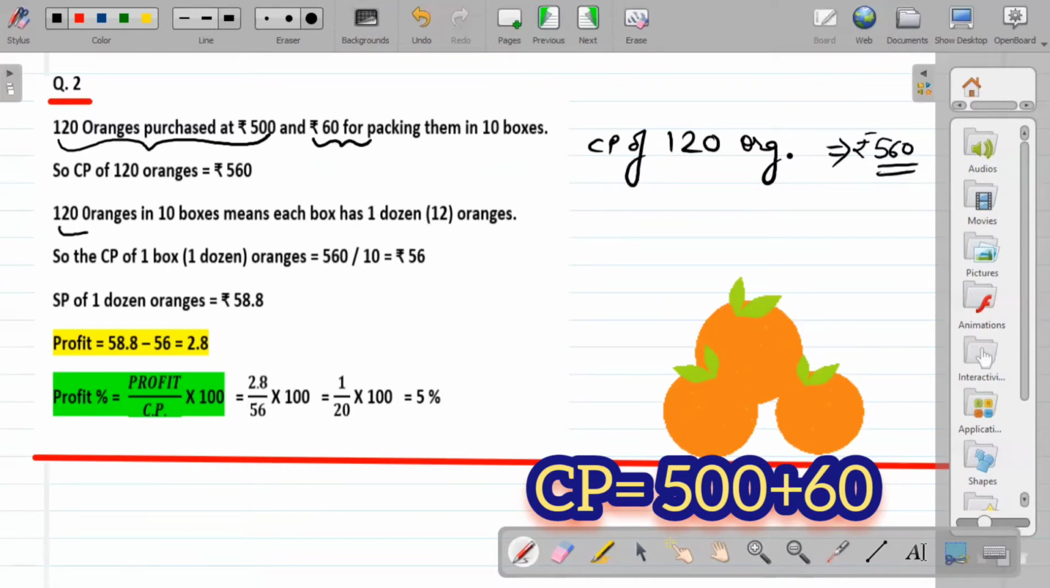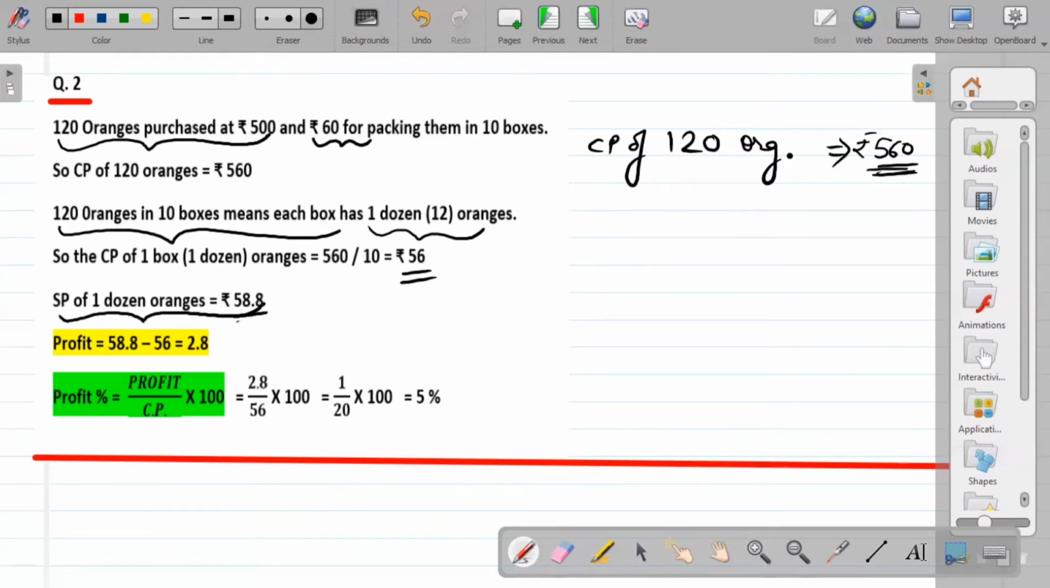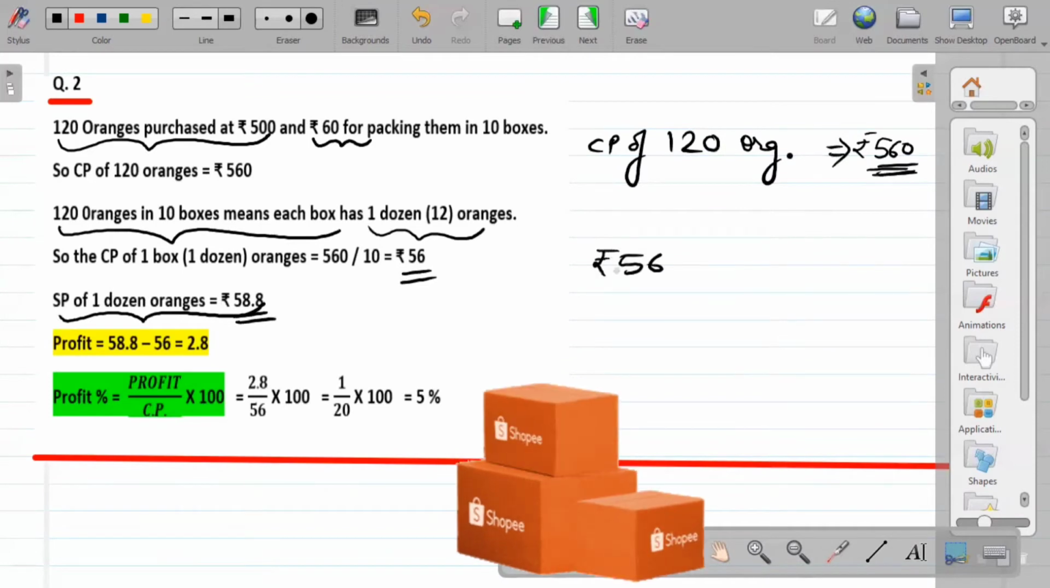Now 120 oranges are packed in 10 boxes. So that means each box will have 1 dozen oranges, that is 12 oranges. Now CP of 1 box. This is the CP of 10 boxes, because we packed everything in 10 boxes. So CP of 1 box will be 56 rupees. In the question it is given that the selling price of 1 box is 58.8. So 56 rupees was my CP of 1 box.